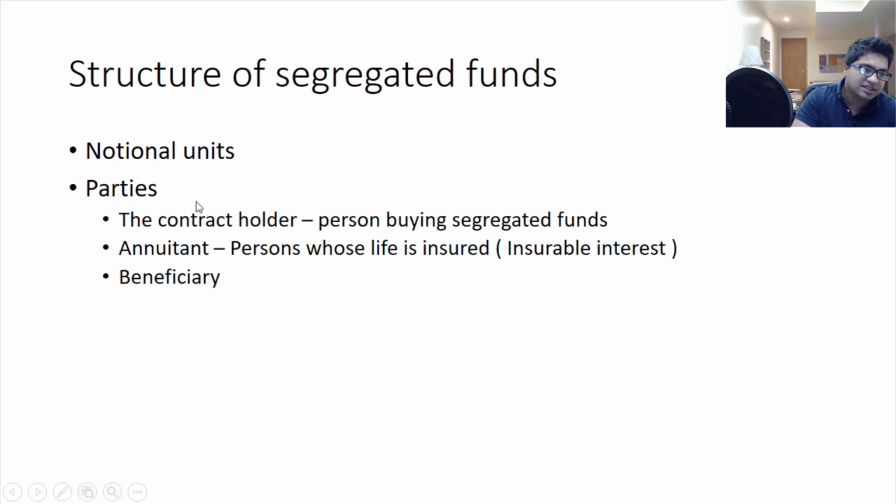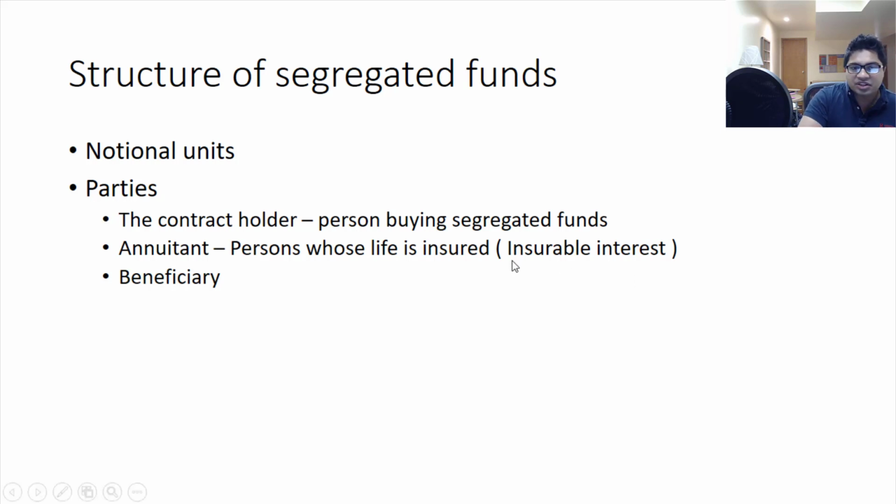Now, the different parties that are involved in segregated funds. There is a contract holder, the person who is responsible for buying the segregated fund. There is an annuitant, the person whose life is insured, and then there is a beneficiary, the person who is named to get the benefit out of this fund. Now the contract holder and annuitant can be the same. So I can buy segregated funds in my own name, or I can buy segregated funds in my wife's name. In this case, the contract holder and the annuitant are different.